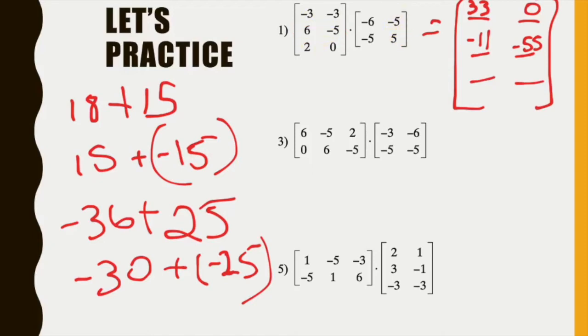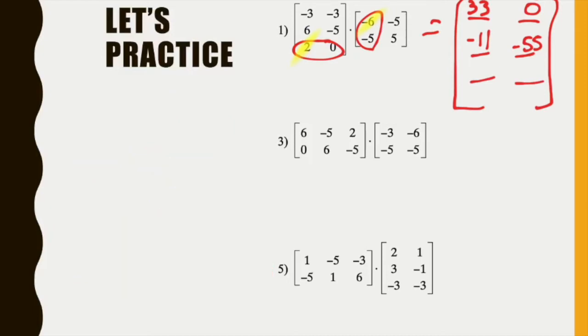We're going to move on. We've done top with the left and the right, and then we did the middle with the left and the right. Now we're going to do the bottom with the left. I love to see a 0 in there, that makes my life easier. We've got a 2 and a -6 for making -12. And then we have 0 and -5 for 0. So I'm going to just have a -12 right here.